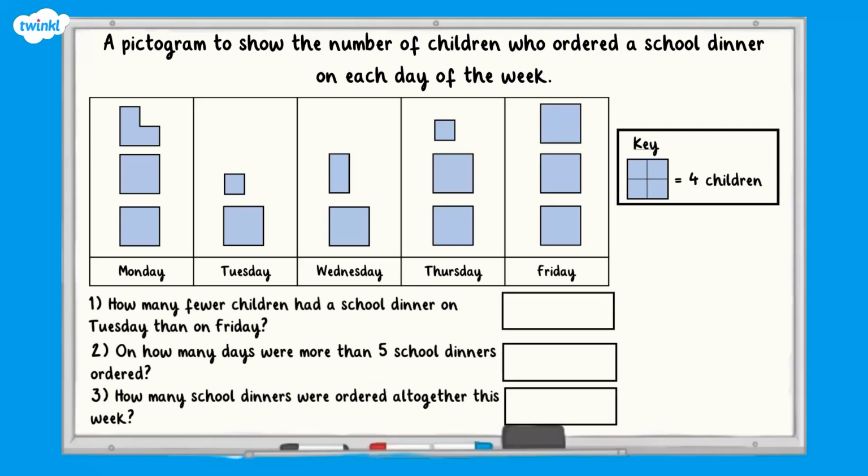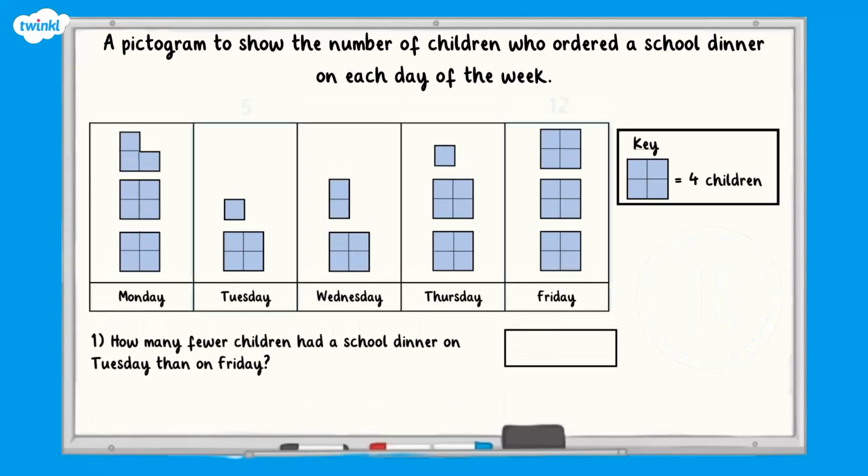Question 1. How many fewer children had a school dinner on Tuesday than on Friday? Question 2. On how many days were more than 5 school dinners ordered? Question 3. How many school dinners were ordered altogether this week?